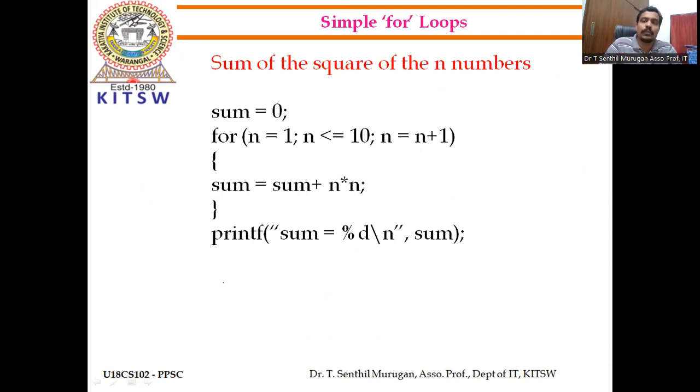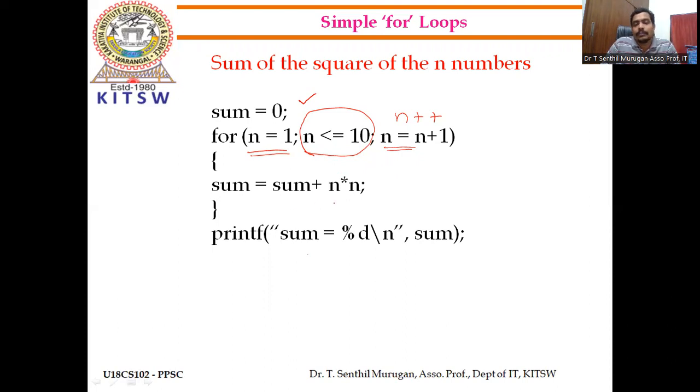If we want to find the sum of squares of n numbers, how can we write the program? See, the initial value is sum equal to 0. I am using a for loop with the initial value n equal to 1. I am checking the condition up to n value 10. If it is more than 10, the condition fails and the loop will not be executed. Then you can use n plus plus, or instead n equal to n plus 1.